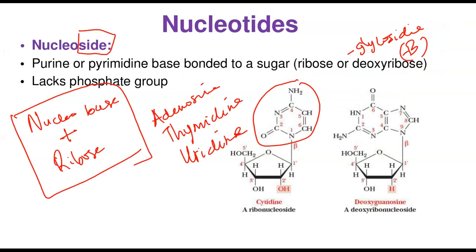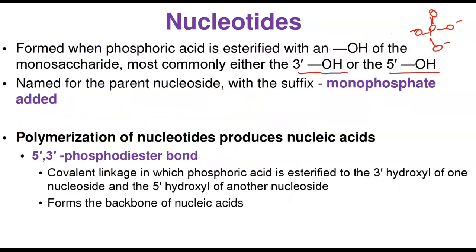Now let me show you this structure. If you look at this structure, this is 1, 2, 3, 4. If you take a phosphate group and add it at this point, or add it at this point, it's going to become a nucleotide. I'm not going to add it here so that you don't get confused when you're watching the video. So that's what we call a nucleotide.